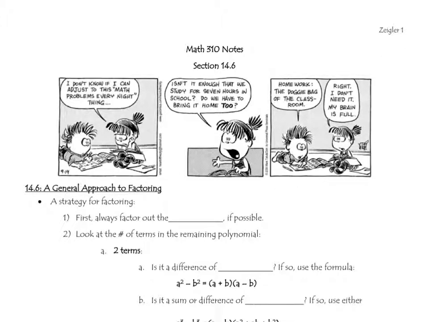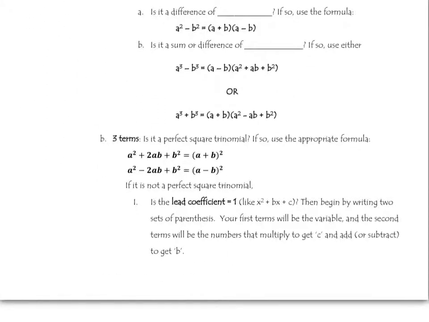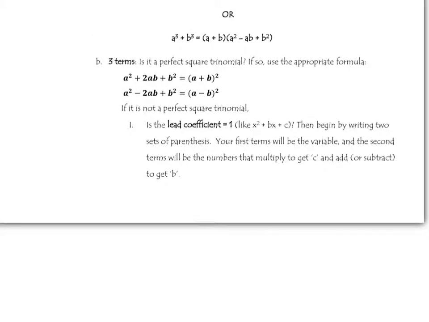Let's do a quick review. A strategy for factoring: the first thing you do is always factor out the greatest common factor. After that, you look at special cases, which we will look into in the next video, and that has to do with identifying perfect square trinomials. After that, you see if your lead coefficient on your trinomial is a 1, and if it is, you use reverse FOIL. If your lead coefficient is something other than 1, then you use grouping, and if you have 4 terms, you use grouping. So that's a quick review.